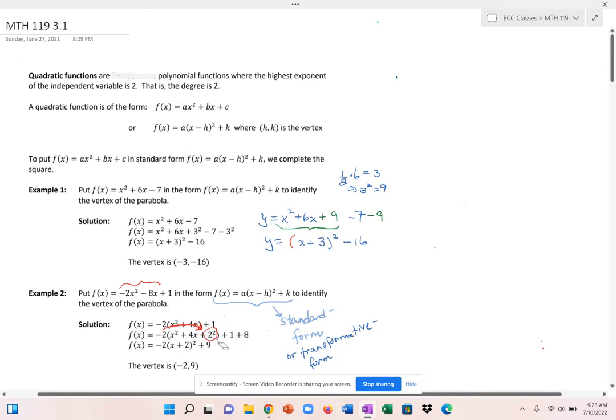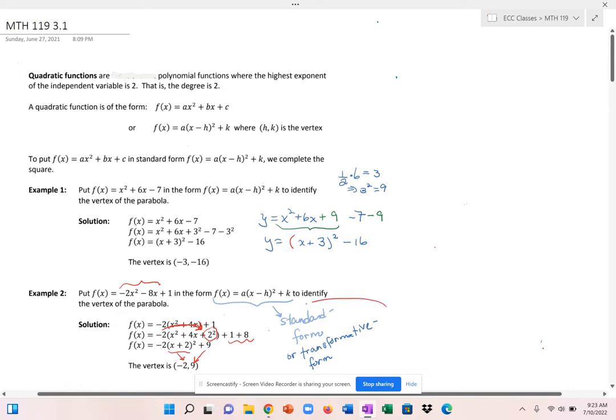Once I do that, I'm able to, again, factor what's inside of the parentheses, and this factors into (x + 2)². So I have −2(x + 2)², and these two become 9. This is now in standard form with a vertex at (−2, 9).